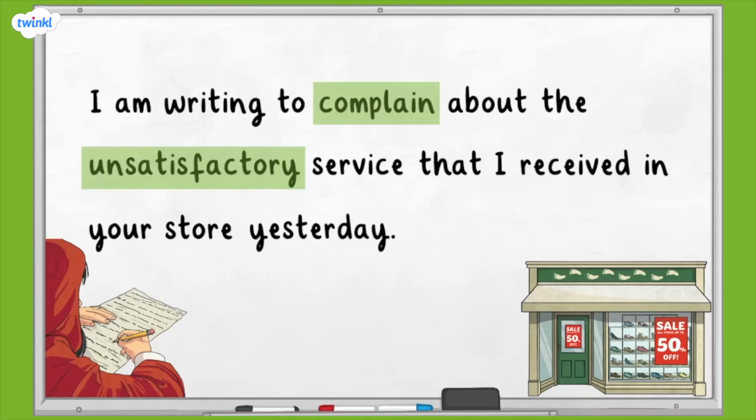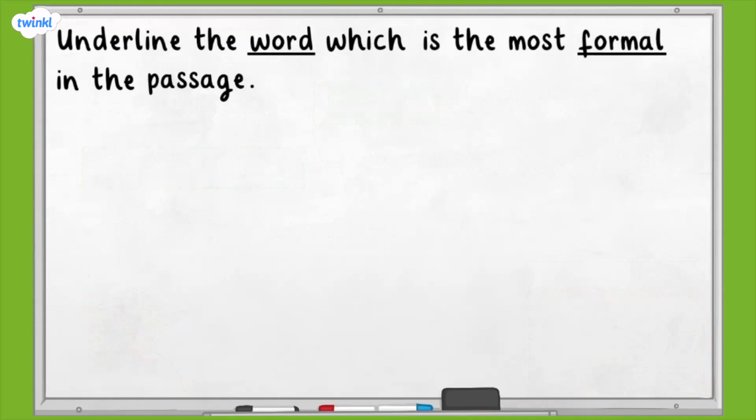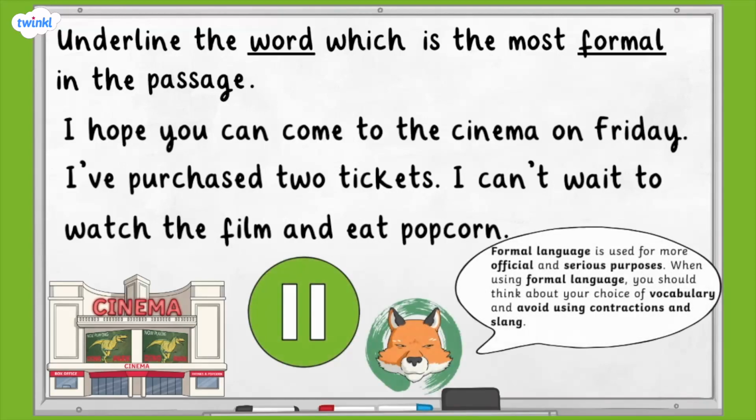Let's take a look at the first question. Underline the word which is the most formal in the passage on screen. I hope you can come to the cinema on Friday. I've purchased 2 tickets. I can't wait to watch the film and eat popcorn. Carefully read through the passage above. It may help to read it aloud to hear which words sound the most formal.